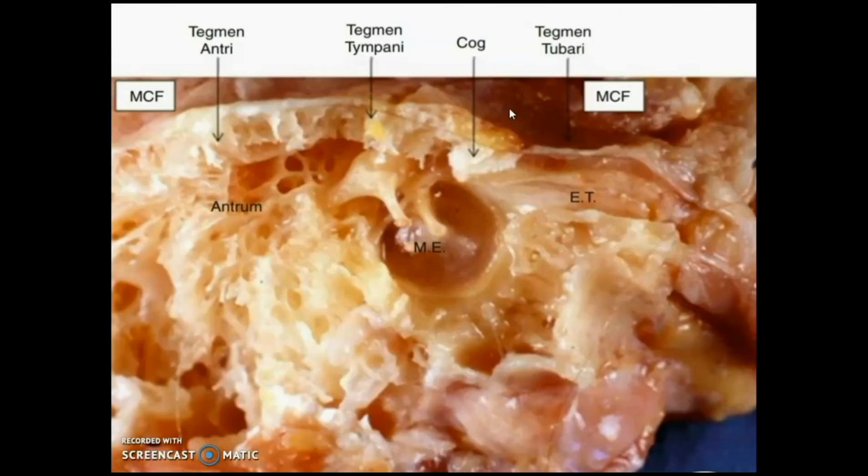You can see here the roof of the left middle ear viewed from the medial side. You can see tegmen tympani covering the tympanic cavity, tegmen tuberi covering the eustachian tube, tegmen antri covering the mastoid antrum there, that is tympanic membrane. You are seeing the medial view of the left side middle ear, and above there is the middle cranial fossa. You can notice the sloping part.